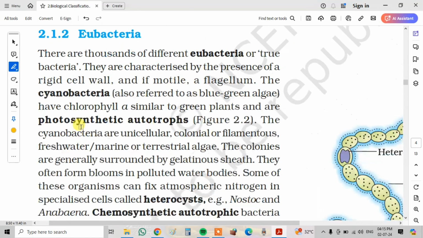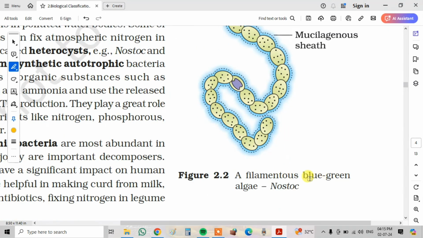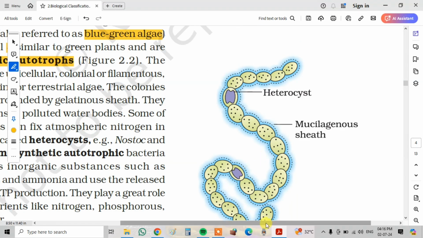Next, eubacteria. There are thousands of different eubacteria, also known as true bacteria. They are characterized by the presence of a rigid cell wall and, if motile, a flagellum. The cyanobacteria, also referred to as blue-green algae, have chlorophyll a similar to green plants and are photosynthetic autotrophs. You can see in the beside picture, figure 2.2. This is a filamentous blue-green alga, Nostoc. You can see the mucilaginous sheath here.